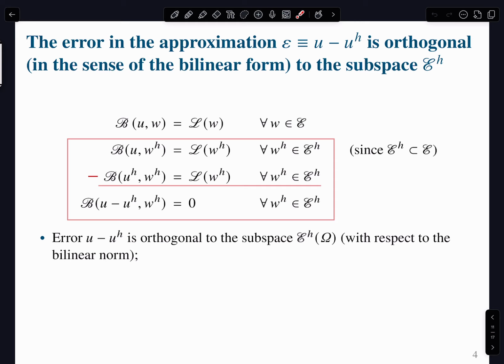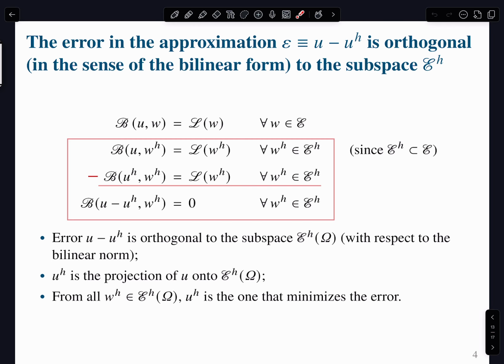is orthogonal to an entire space of functions, right? And that essentially means two things. It means that UH, which is the solution that you obtain, the trial solution, is essentially the projection of the exact solution onto the space. It's like you're projecting the exact solution into that space. And it also means that from all those functions that you have in that subspace, somehow you are picking the best possible solution, right? And this is the crazy part.